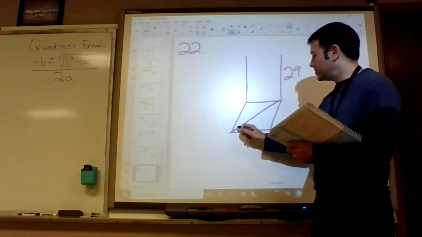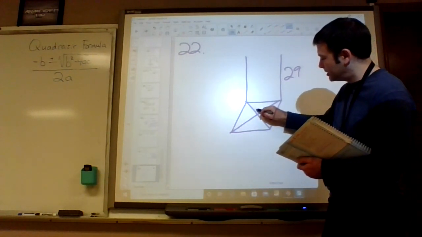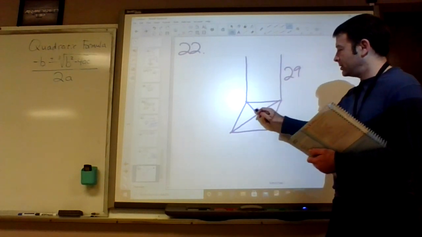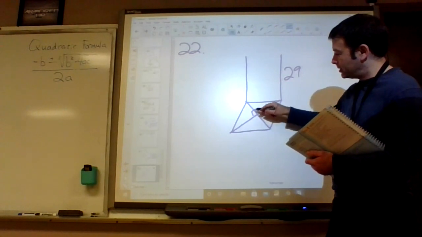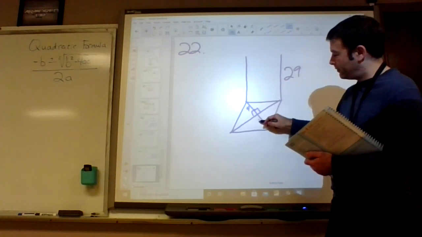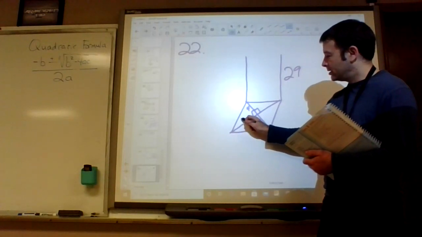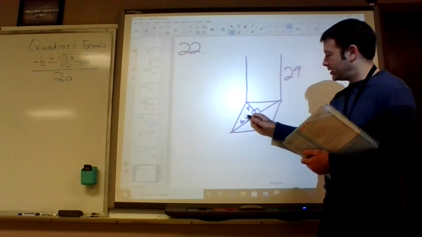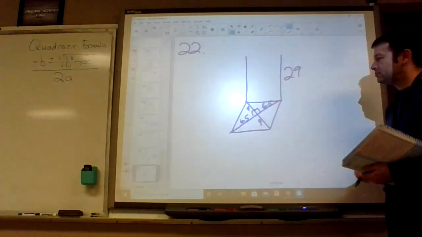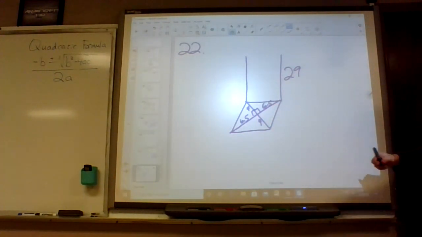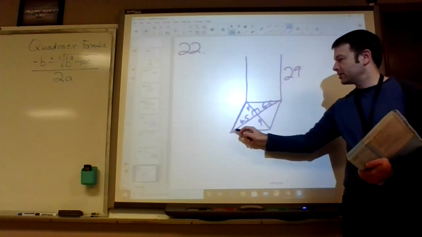So we talked about this earlier, but diagonals on a rhombus bisect each other, and they make 90-degree angles. So if this diagonal was 8, then this would be 4 and 4. And if this diagonal was 13, this would be 6.5 and 6.5. Okay, so how could I find the length of the side of the rhombus here?